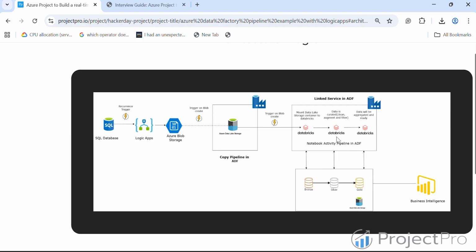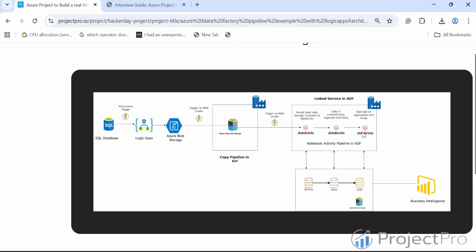Then moving ahead, we have the gold layer. The gold layer is optimized for business consumption. This is where data is aggregated, enriched, and optimized for performance, so that analytical queries or visualizations can then be built on the data which is there in the gold layer.